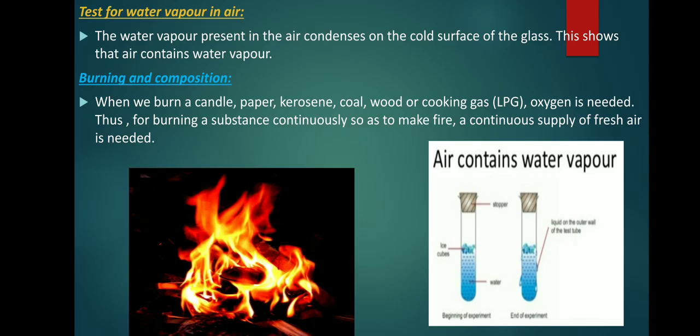The next one, burning and combustion. When we burn a candle, paper, kerosene, coal, wood or cooking gas, oxygen is needed. The oxygen needed for burning comes from the air around us. For burning substances continuously so as to make fire, a continuous supply of fresh air is needed. If we cut off the supply of fresh air to burning substances, then the burning substances will not get the oxygen necessary for burning to continue, and hence the substance will stop burning.